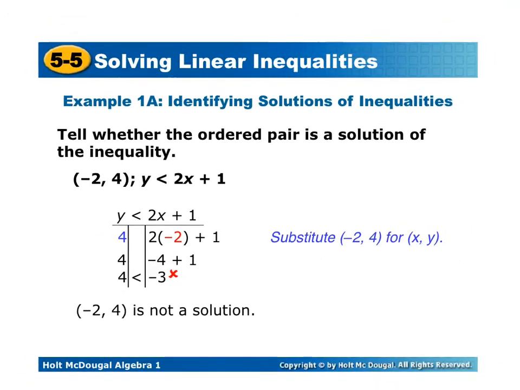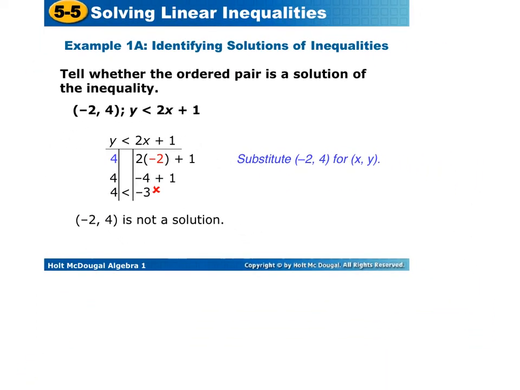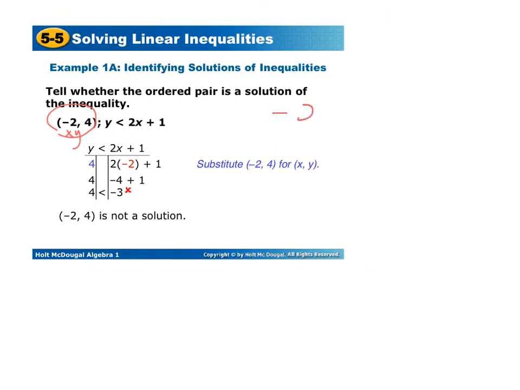So here we go. Remember, we did this on the quiz and the test, where I gave you an ordered pair, and you had to replace it for x and y and see if you got a true statement. If you got a true statement, the answer was yes. If you got a false statement, the answer was no. So if I take my -2 and my 4 and put it in for x and y, here's my inequality.